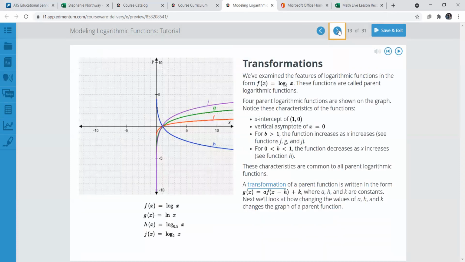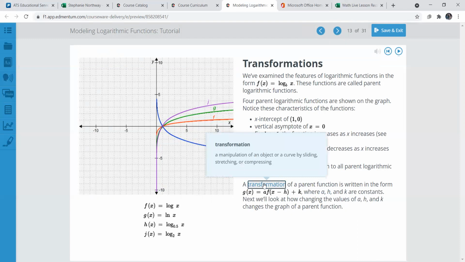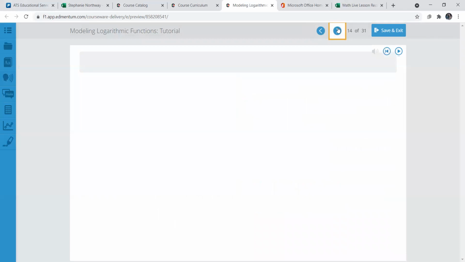Okay, so now we have transformations. It shows how the graph is moving about, translating, and curving. If you're familiar with geometry, when a shape is transforming, moving about the x and y axis, this is kind of the same process with our graphs. So a transformation is a manipulation of an object or a curve by sliding, stretching, and compressing. We're moving the line, sliding it over, making it bigger, smaller, something along those lines.